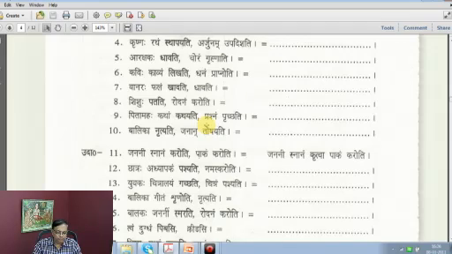Then the 10th one. Purvam balika nrutyati, janan toshayati. Toshayati means pleases. She pleases later. She pleases the people. So, balika nartitva janan toshayati.